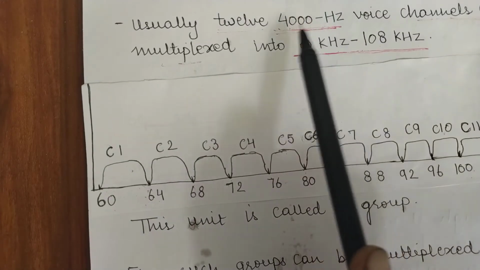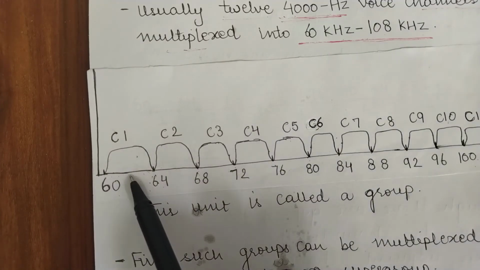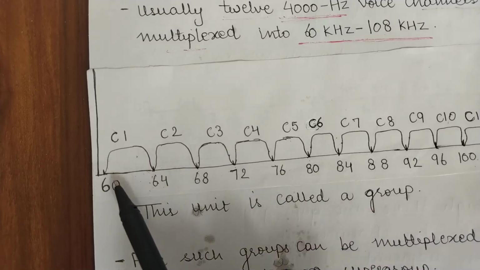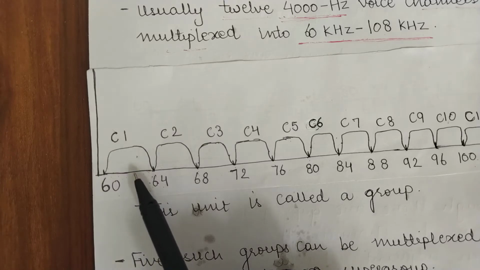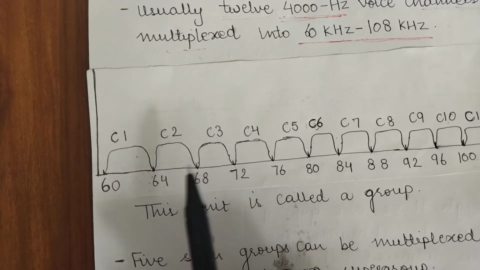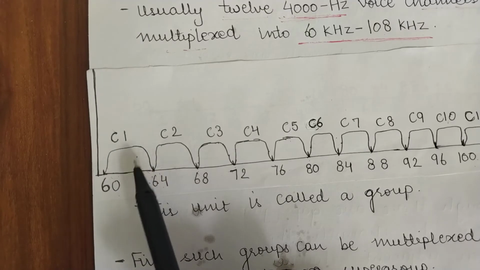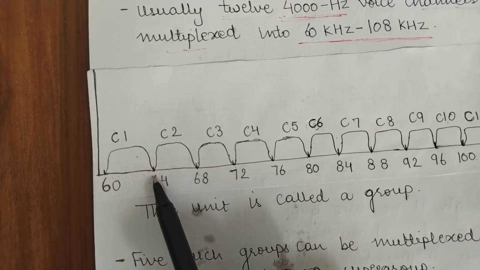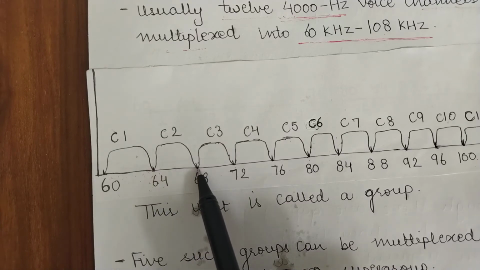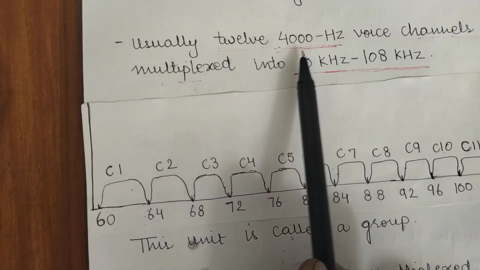So that is what we are saying. Each channel is using 4000 hertz of frequency. So this way the entire frequency spectrum is divided into 4000 hertz frequency ranges, and each 4000 hertz range is being occupied by each channel, but they are divided into different frequency spectrums. Like 60 to 64 is one spectrum, 64 to 68 is one spectrum, 68 to 72 is one spectrum, but all of them have the same range, that is 4000 hertz.